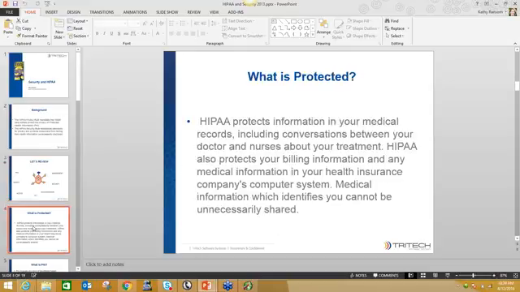So let's go ahead and talk about what is protected. HIPAA protects your medical records, including conversations between doctors and nurses about your treatment. HIPAA also protects your billing information and any medical information in your health insurance company's computer system. Medical information which identifies you cannot be unnecessarily shared.